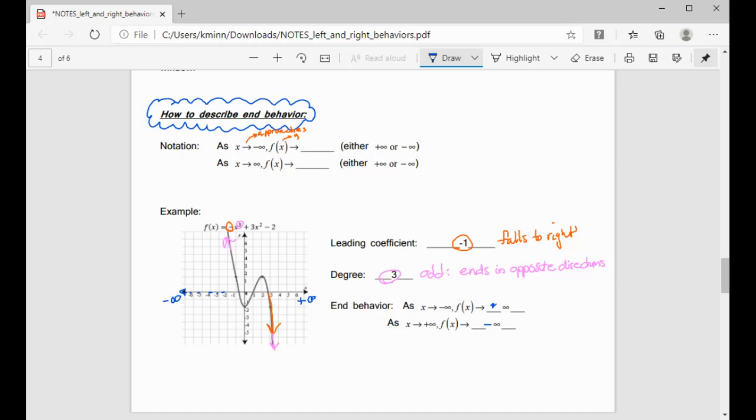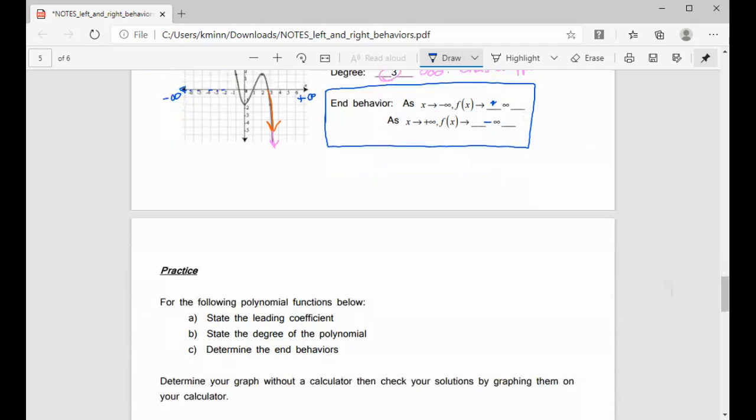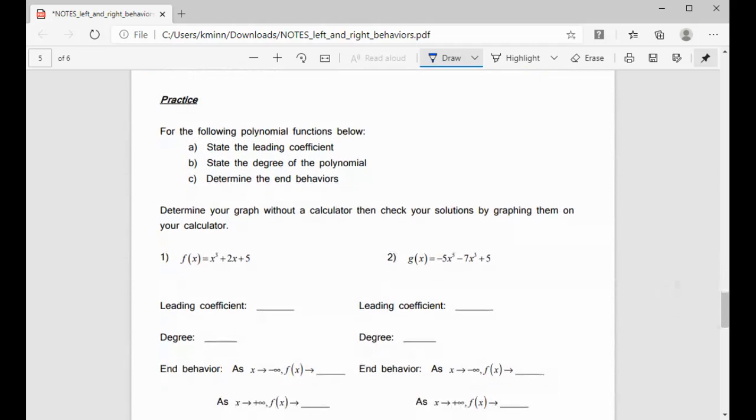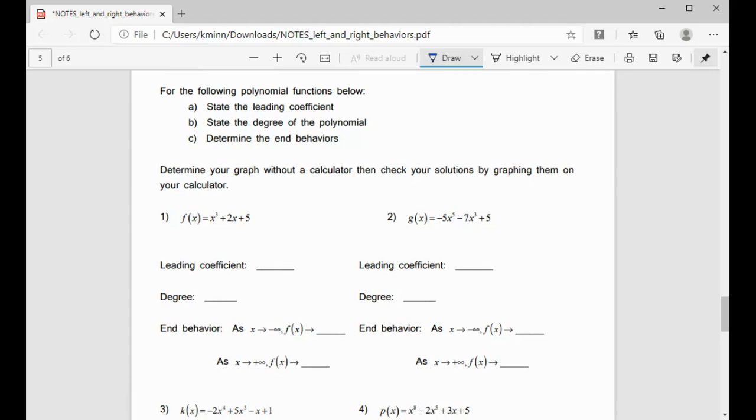And this is our description for our end behavior, and will be the notation every single time we describe what is happening on the end behavior. And it is based on two things, your lead coefficient and the degree of your polynomial. Okay, so let's look at a couple of practice problems. We're going to do these three things: state our lead coefficient, determine the degree of the polynomial, and then finally, what are the end behaviors.